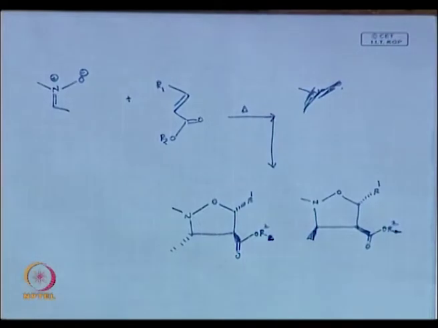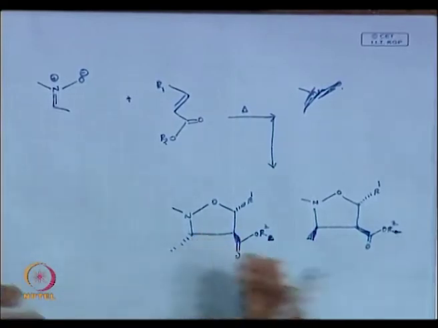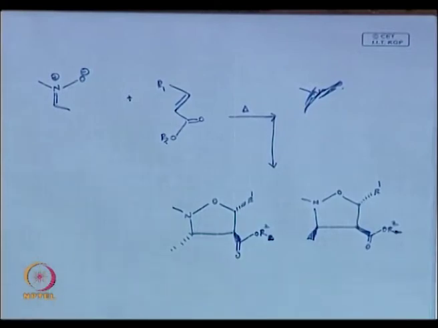If I take this nitrone with an alkene system which is electron withdrawing, electron deficient, then I can think about these two products. If you carefully watch, one has been formed by endo approach and another by exo approach. What did you study in Diels-Alder reactions? Which is more preferable, exo or endo? In Diels-Alder, not here, we studied endo is more favorable.